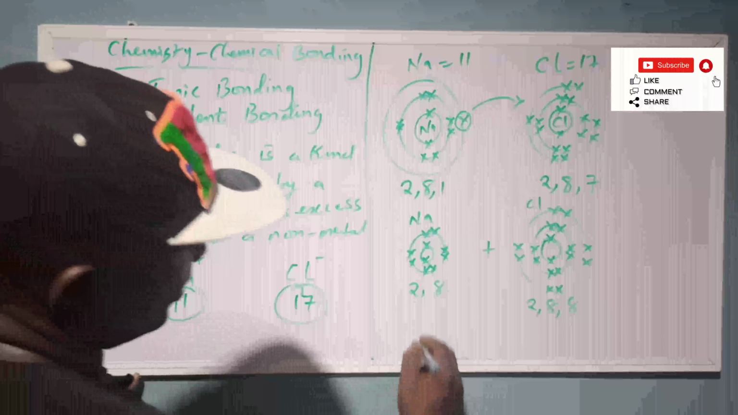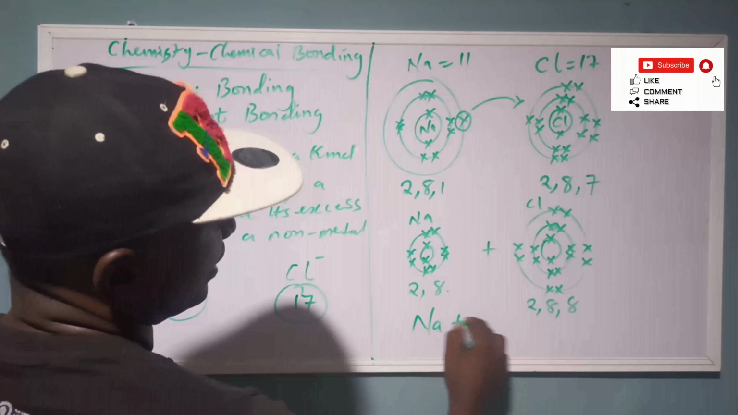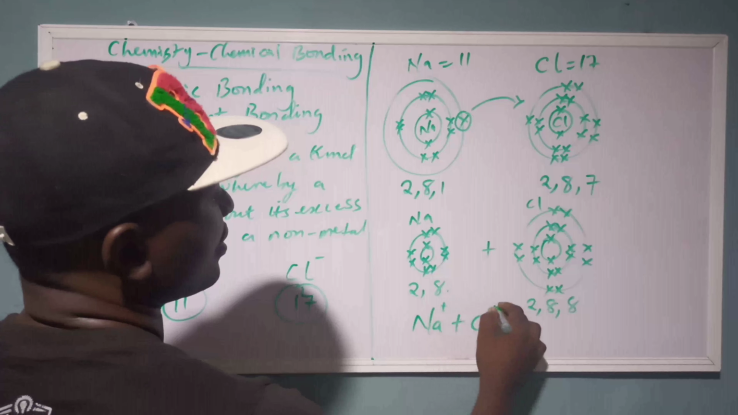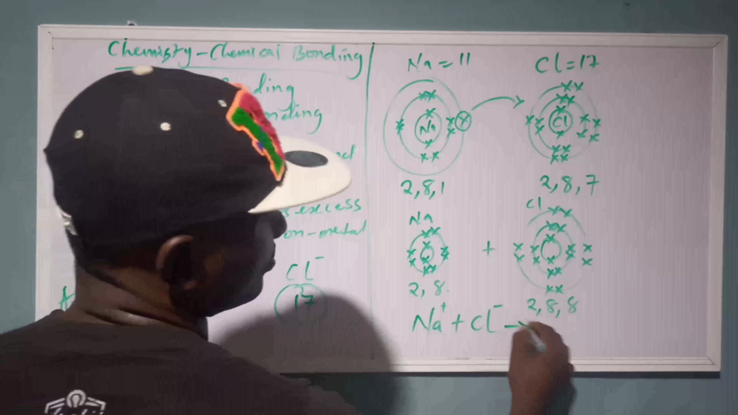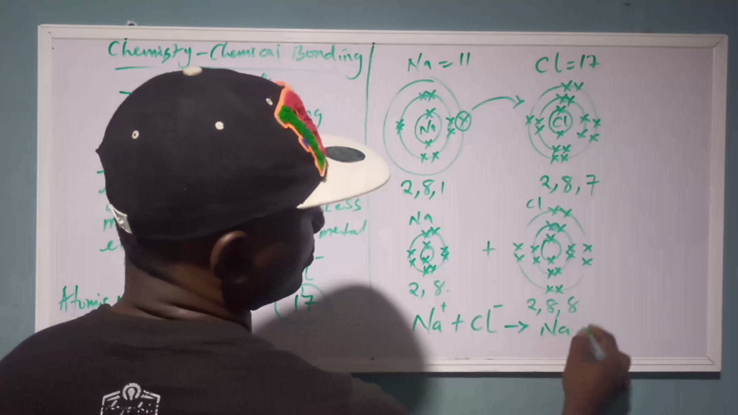So at the end of the day, sodium reacts with chlorine, and their ions will cancel each other and become sodium chloride. Okay.